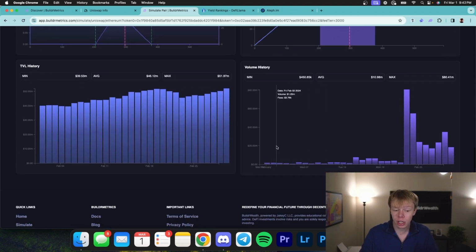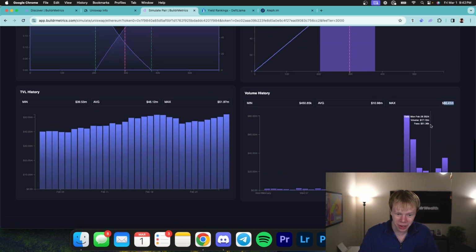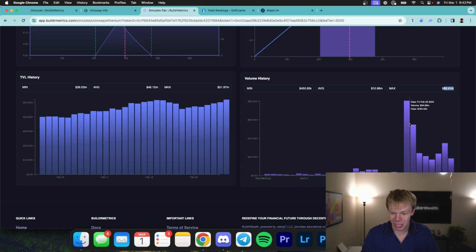Not too bad. What you're going to notice, recently, on this one day, we had $80 million in volume for Uni token. That is absolutely insane. And then over here, it has died down, but this volume that we're seeing right now is a lot higher than over here.